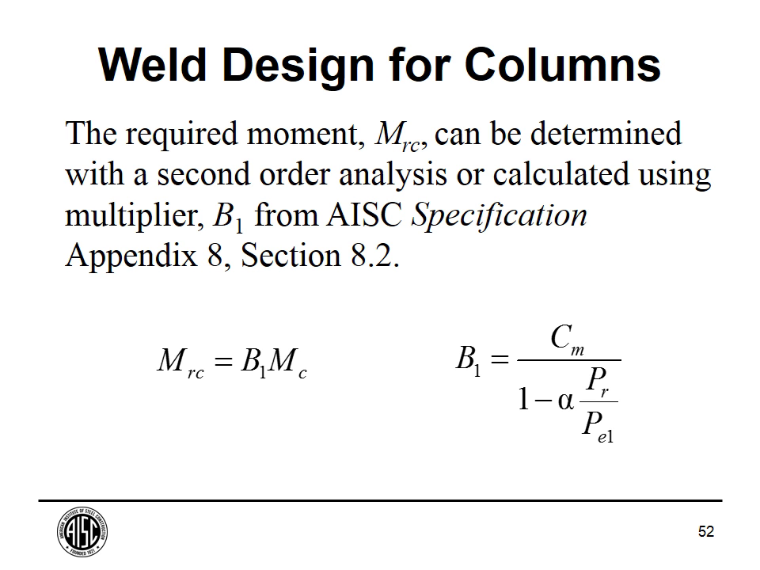Your first order moment times B1 gives you your second order moment. So B1 is going to give us C sub M, which is going to be 1 in this case, divided by 1 minus alpha, where alpha is 1 for LRFD, 1.6 for ASD, times P sub R, which is the required load on the column, divided by P sub E1, which is the elastic critical buckling load of your column. And to get that value, you can use a stepped column approach like we talked about in part 1 of this webinar.